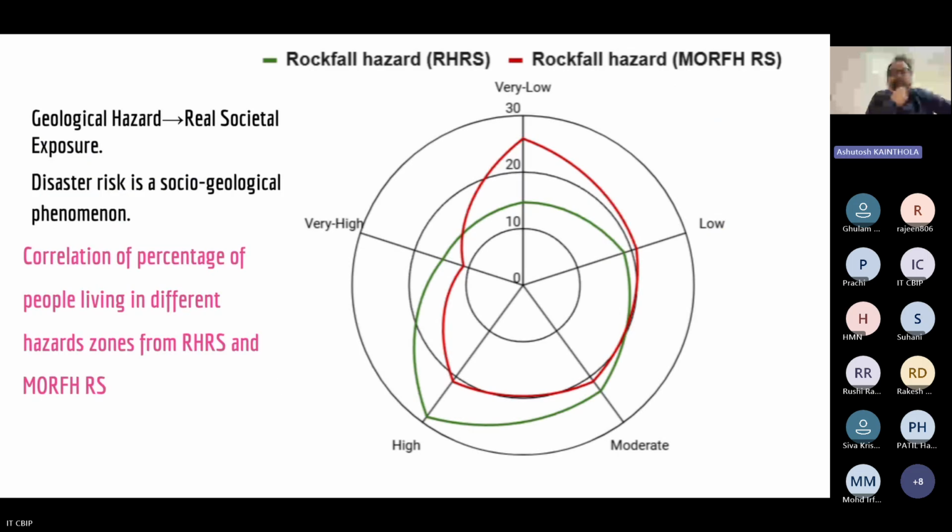Also, we have plotted population distribution with rockfall hazard rating and Missouri rockfall hazard rating system. And you can see where population is high, then both RHRS and MORFH are in concordance.